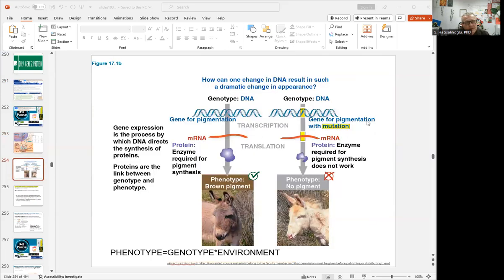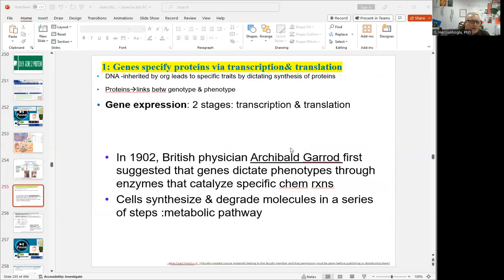You can read about some case studies in your book, Concepts of Biology. So genes specify proteins via transcription and translation. Now we know that there are 2 big processes, transcription and translation, right? So 2 stages.